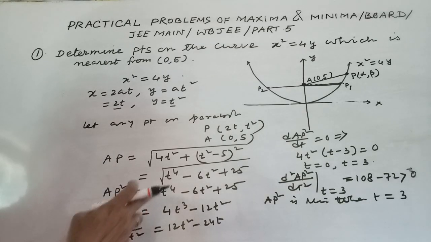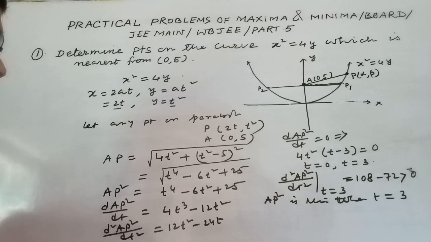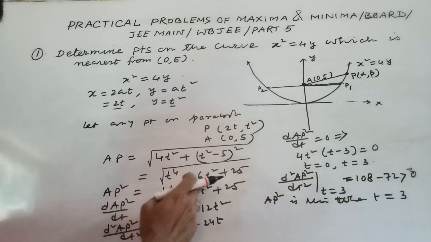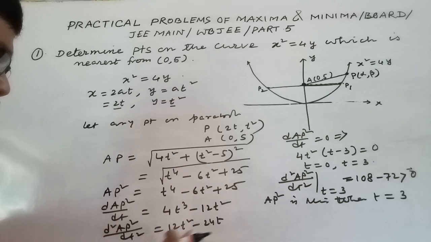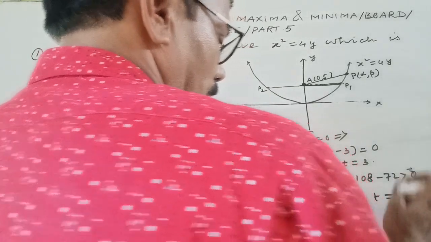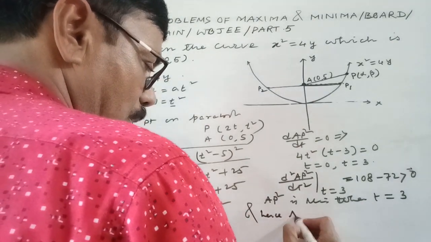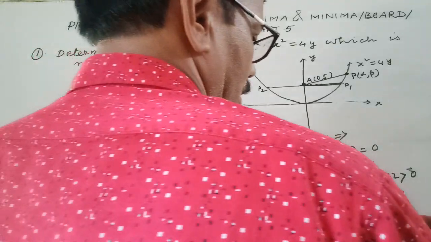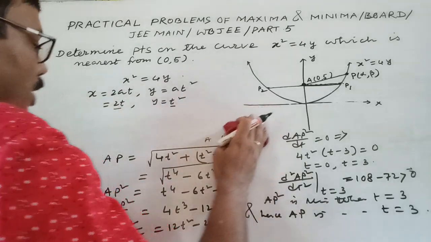So t to the power 4, 4t cube, 12t square, so 12t square minus 24, so t square common, t minus 3. Okay, AP square is minimum when t equals 3, and hence AP is minimum when t equals 3. So t equals 3.